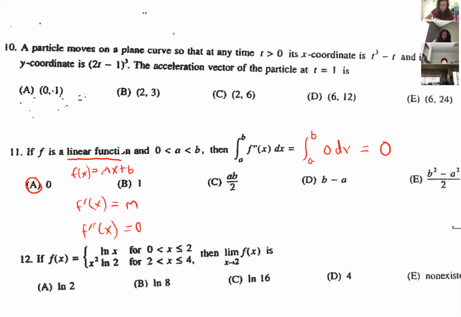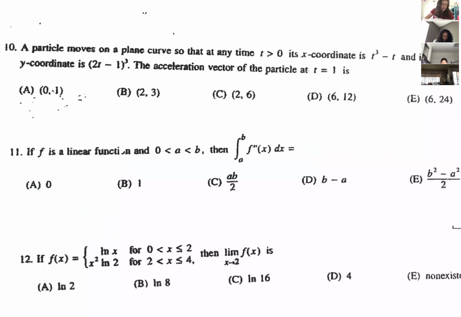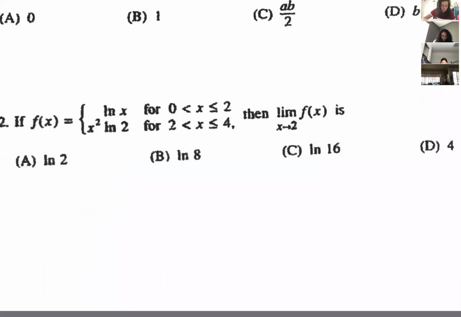Okay, you're good to move on, sir. Okay, thank you. So number 12. We have a piecewise function.